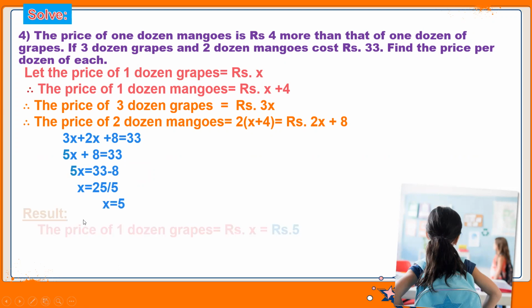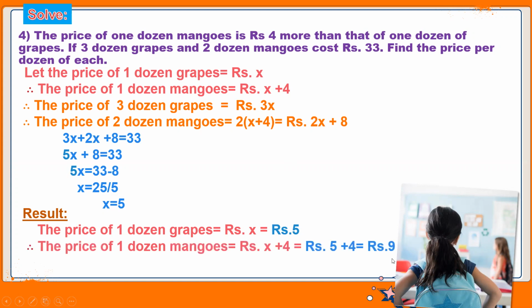So in the result, we can write down the price of 1 dozen grapes is equal to rupees x, which is equal to rupees 5. And students, what about the price of 1 dozen mangoes? It will be x plus 4. What is the value of x? x is equal to 5. So we get 5 plus 4, that is equal to 9. So the price of 1 dozen mangoes is equal to rupees 9. Is it clear, my dear?